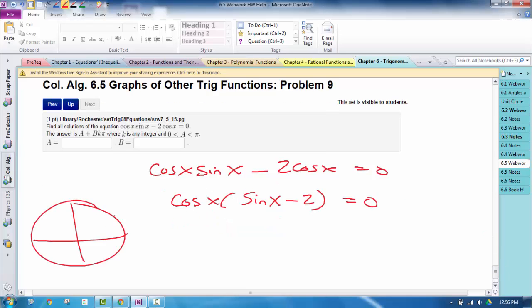Now I know when the cosine is equal to 0, that happens here at pi over 2, as well as down here, the cosine is 0, and that keeps repeating every time you go around. Now there's no solutions from this part because if you set that equal to 0, the sine of x never equals 2. We know it only goes between negative 1 and 1, so there's no solutions to that part.